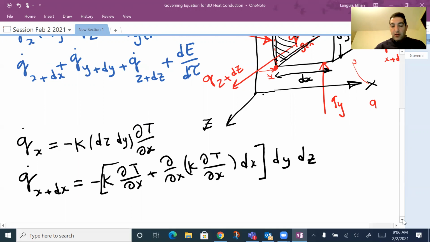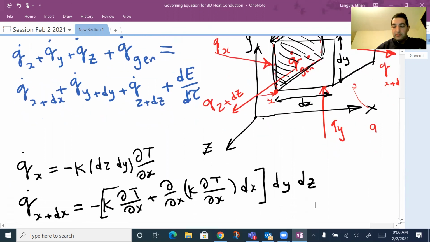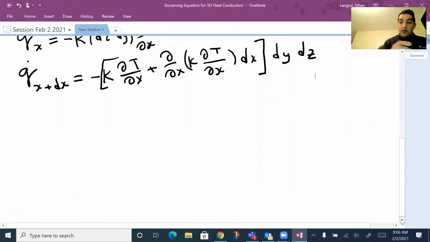We showed it for 1D conduction, so we're skipping the details of how we apply the Taylor series here, but this is what you get for the final form. Now, we have to do the same thing for q dot y and y plus dy for the outlet, and the same thing with the z direction. So let's go ahead and do q dot y quickly.